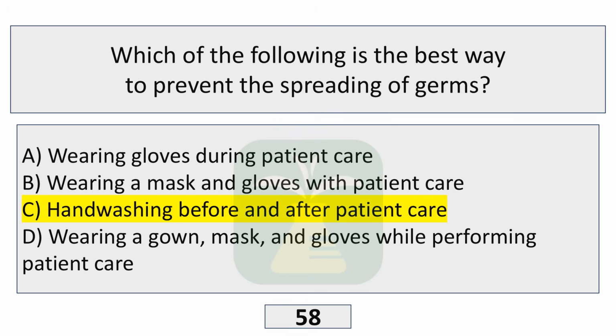Correct answer, C. Hand washing before and after patient care. Hand washing is the #1 way to keep from spreading germs in the healthcare setting. One should rub their hands together with soap for a minimum of 20 seconds during hand washing. Hand hygiene should always be performed before and after patient care.